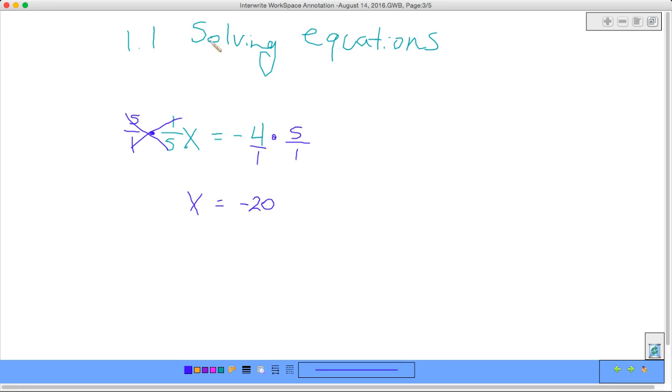That makes sense if I look back at the problem, because then I could say 1/5 of -20 equals -4. So we did that correctly. Right? So that was example 1. One more example.